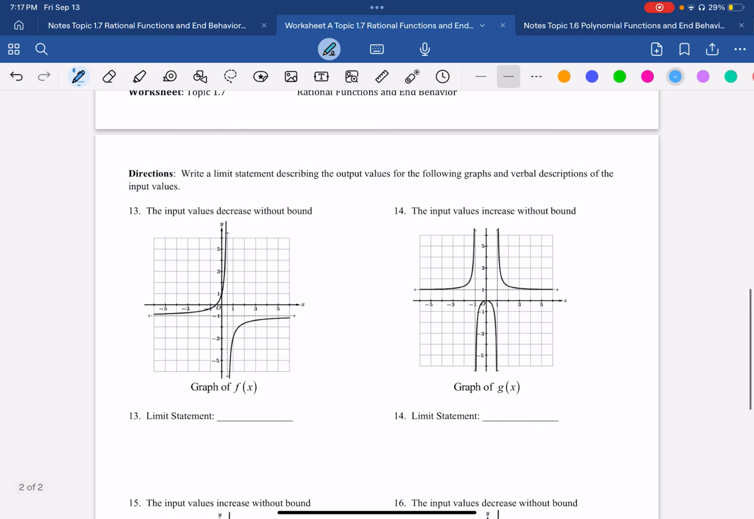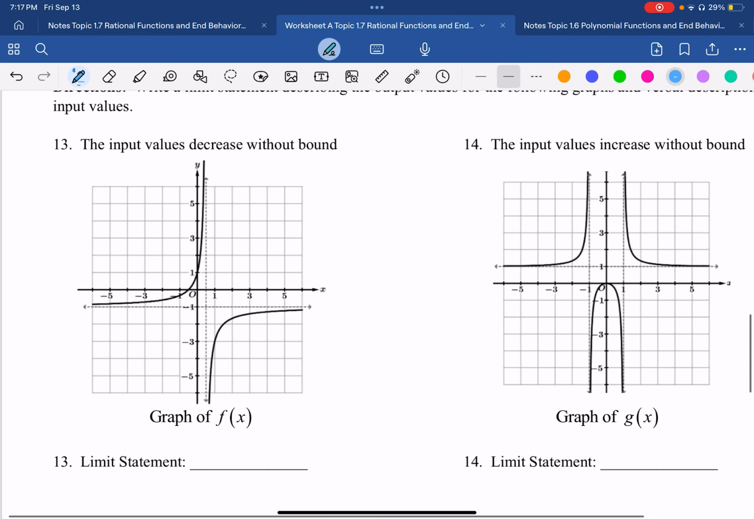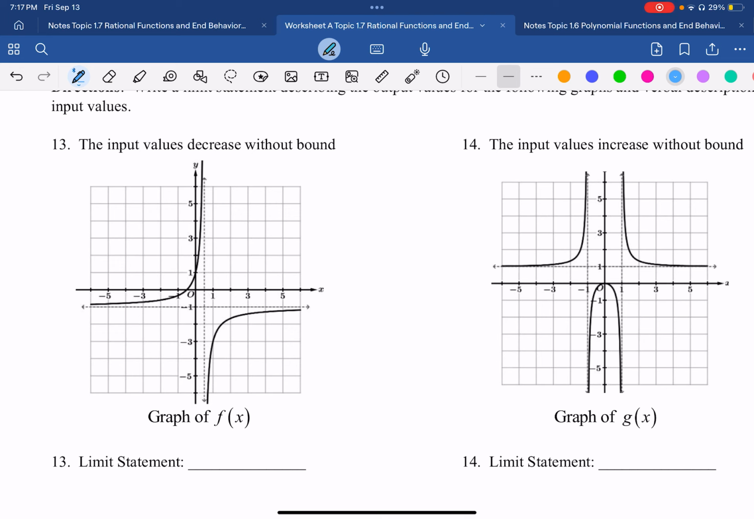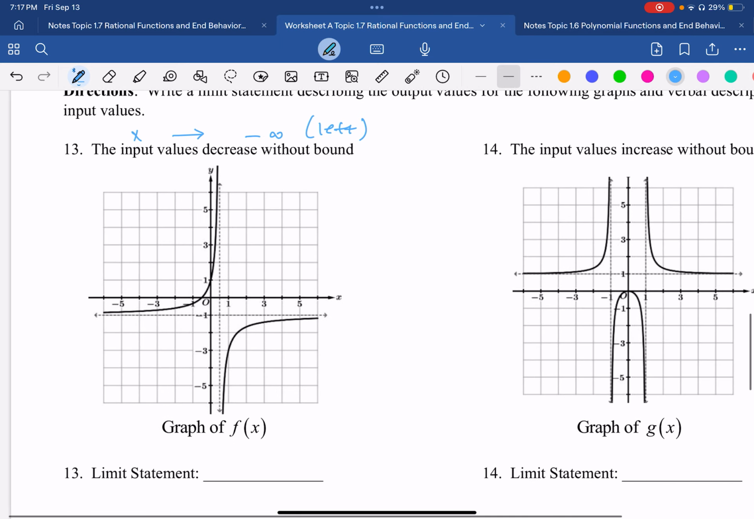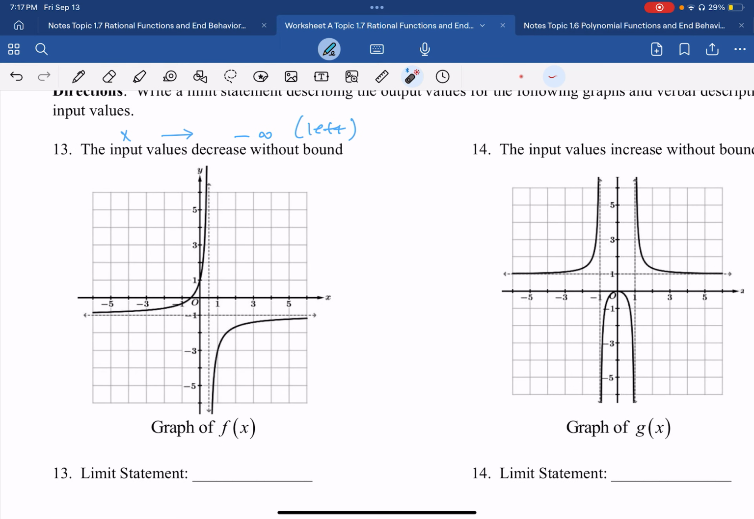On the back page, it does say to find the limit statement, but this is not asking you for both the left and the right limit statement. It is only asking you for one side. So remember that another way to say input values is your x values. And then decrease without bound means negative infinity. So that means that x is approaching negative infinity, which means you're going to the left on this side. So you're not going to do both the left and the right. They're only asking you to do the left side.